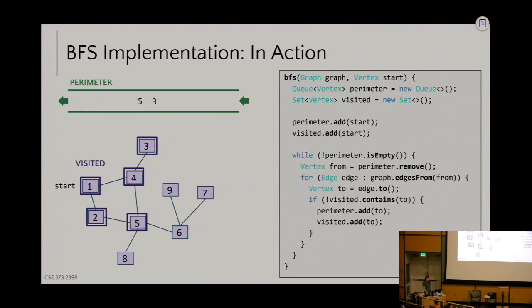So then I do that. Now I add in 4's neighbor, which is 3. And then I come back around and I process 5. And 5's neighbor is 6 and 8. And then I process 3. There were no new neighbors to 3 to add. And then I process 6, and it has 2 neighbors, 9 and 7. And then I process all of those and I've gone through everything.